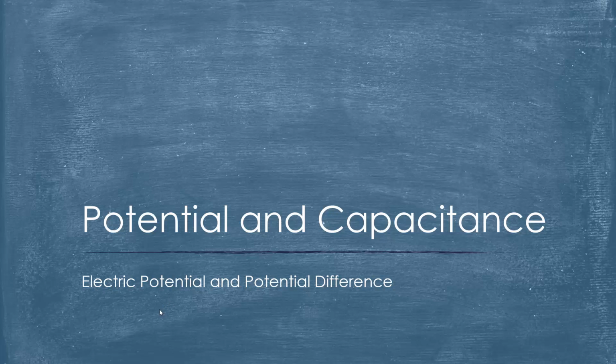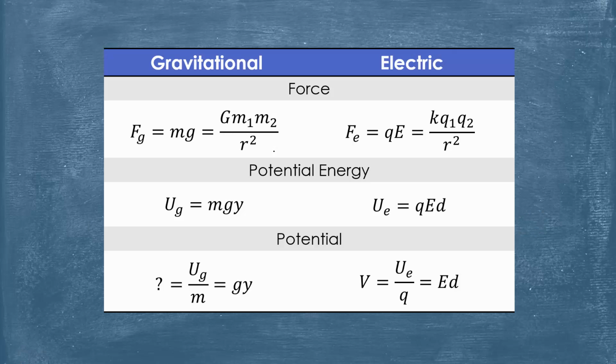Now that we are all experts with analyzing electric fields, we're going to move on to a different quantity that's also very important for electrostatics, known as the electric potential. We'll start out again by drawing analogies to the gravitational situation.